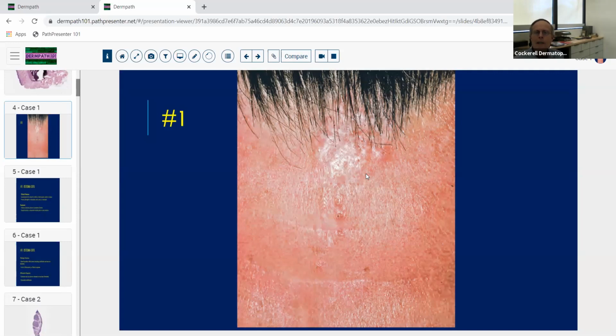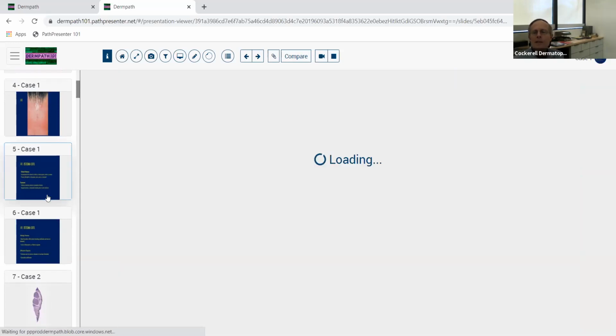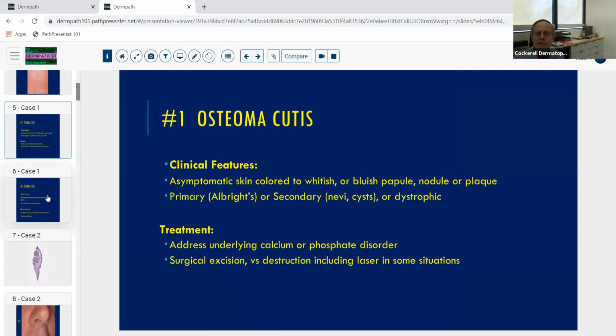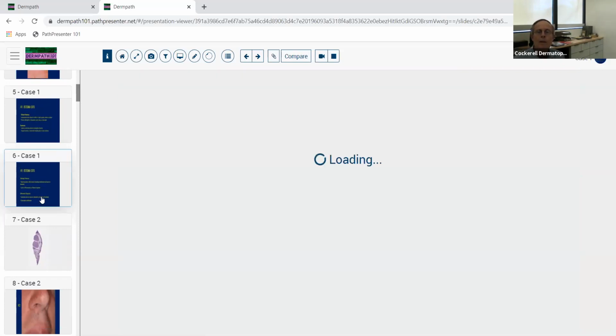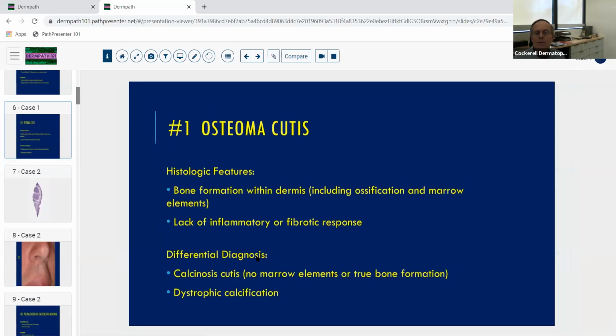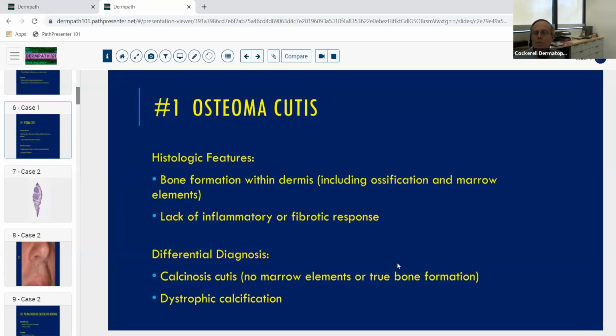If it's purely osteoma cutis, those often arise at the site of somewhere patients have maybe had acne or something along those lines. It gets dystrophic calcification and eventually turns into bone, and that's ultimately what happens. In this case, it was really related to pilomatricoma. So just make sure you can identify bone.